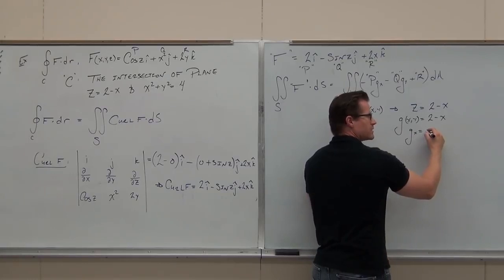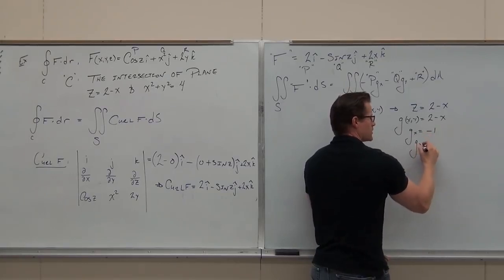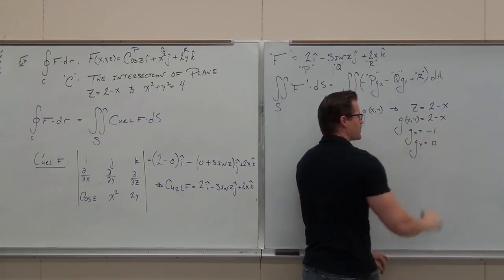Come on, don't let me down now. What is it? Negative 1. And the partial derivative with respect to y is? 0. Okay.